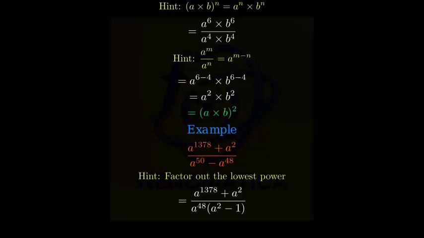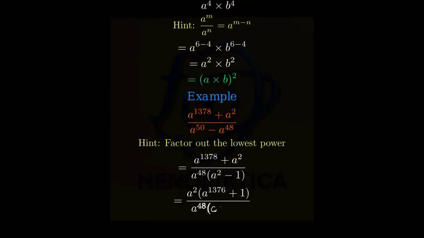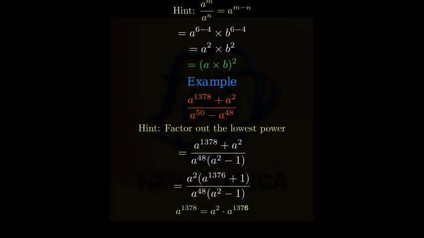Step 2. Now, let's look at the numerator. We can factor out the lowest power of a, which is a squared. So the numerator becomes a squared times open parenthesis, a to the power of 1,376 plus 1, close parenthesis. This is because a to the power of 1378 can be rewritten as a to the power of 2 times a to the power of 1376.